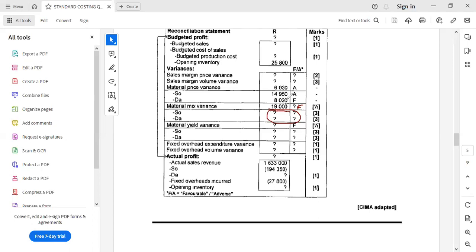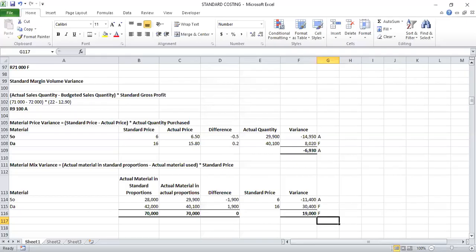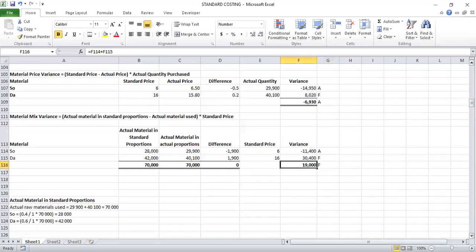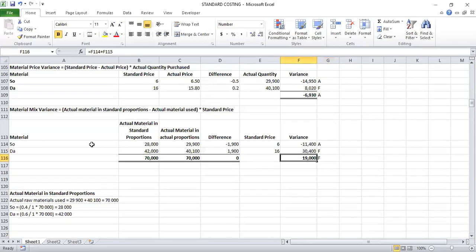So that means our variance, you would find that your variance will always be favorable if you use more of the cheaper material than the more expensive material. So you find that the one that they used more was the saw, and the saw only cost 6 rand. Whereas the DA, which costs 16 rand, they used less. That's why their variance is favorable.